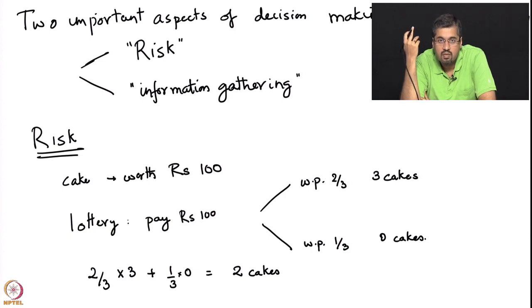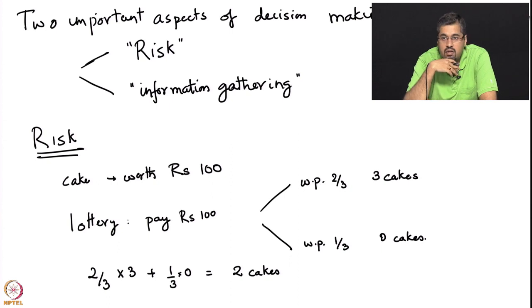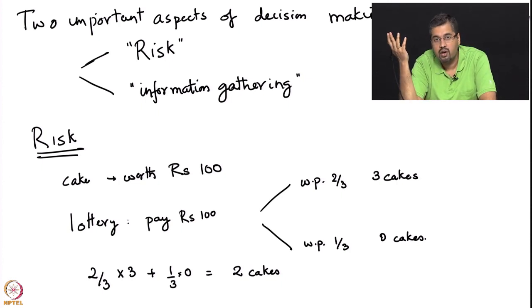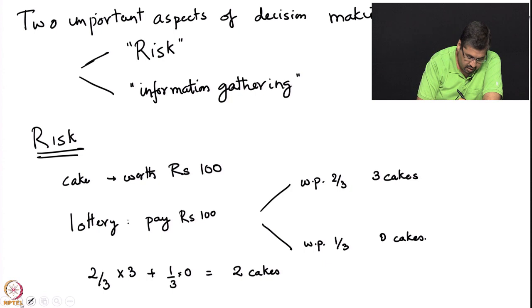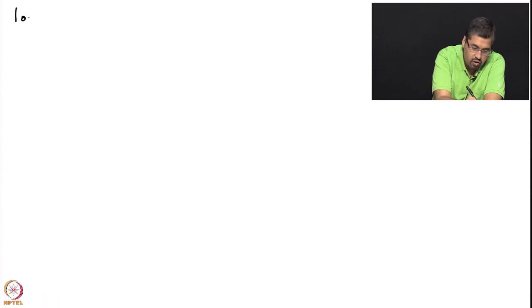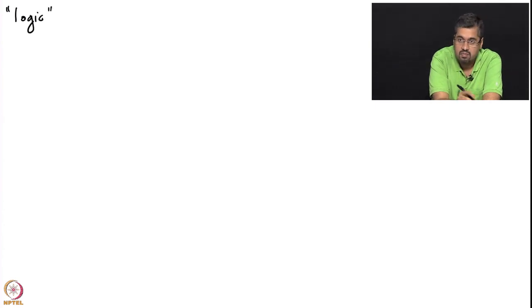I could have potentially bought just one cake. I compare the 100 rupees that I have, which for me is worth one cake, with this lottery, which on average is giving me two cakes. So I would prefer the lottery. Let's recollect the logic again. One kind of logic, let me put this in quotes, because I will later argue that this is actually not a complete logic.